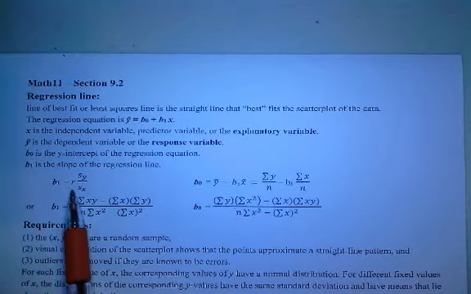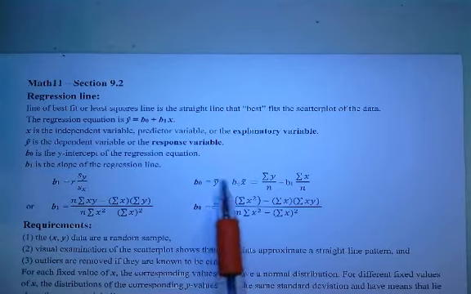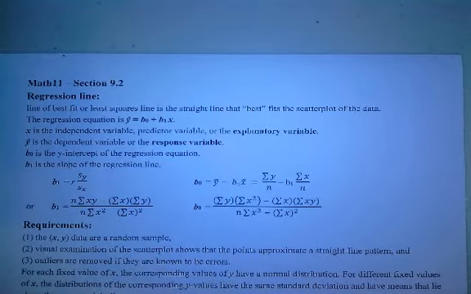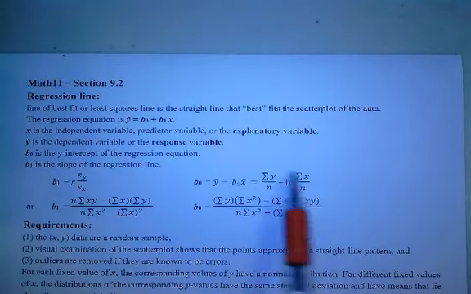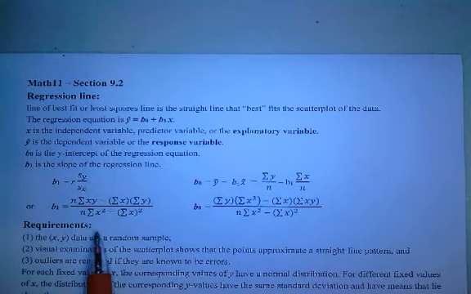So b1 can be found if you know the correlation coefficient, and then these are the standard deviations in both y and x. The b naught you can find from rearranging the equation, and this is the mean of y, minus b1 times the mean of x, with b1 being what we just found. The means could also look like this: the sum of the y's over n, that's your mean of y. The sum of the x's over n, that's your mean of x. And again, depending on the information you have, there is a secondary way of doing it.